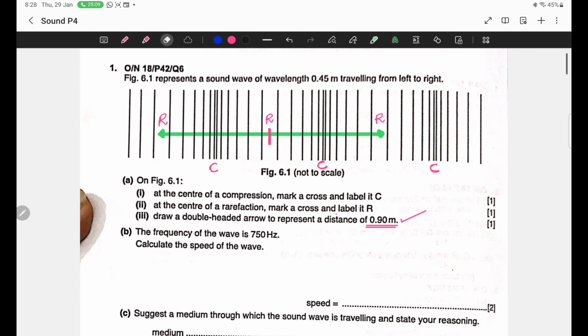And now the next part of the question, sir, you are given the frequency and you have to calculate the speed of sound. Everyone knows speed is the product of frequency and wavelength. Sir, frequency is 750 and wavelength is 0.45. But Amna, can you multiply these numbers? 750 by 0.45, Amna? It will give you the speed of the wave.